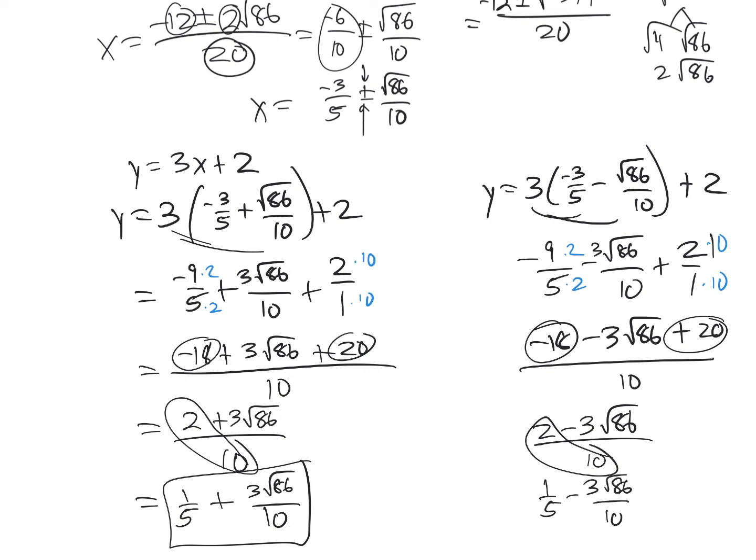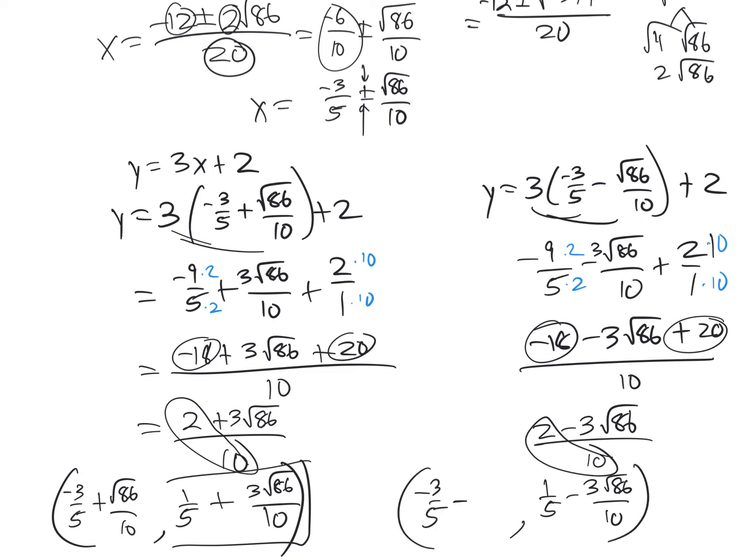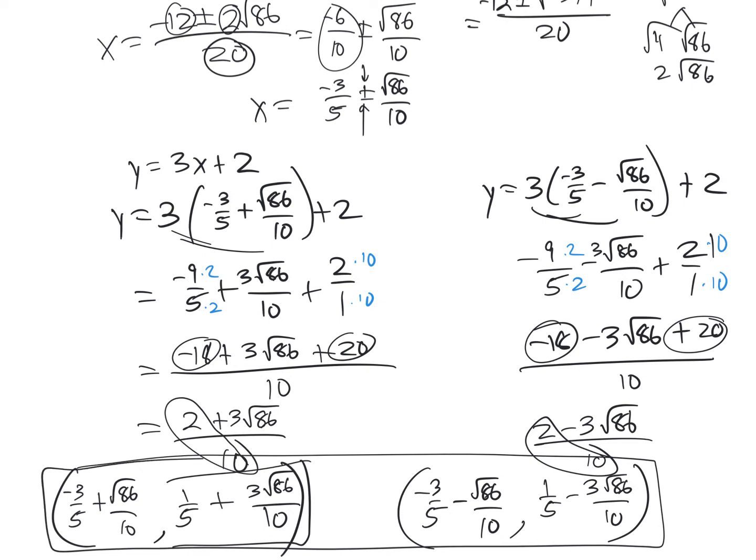All right, so what is this really? Let me get rid of that part here and just tell you that's your y value when x is negative 3/5 plus the square root of 86 over 10. So there's your coordinate. And again over here, negative 3/5 minus the square root of 86 over 10. When that's x, you get your y value. So very ugly answers, but that's what your answer is.